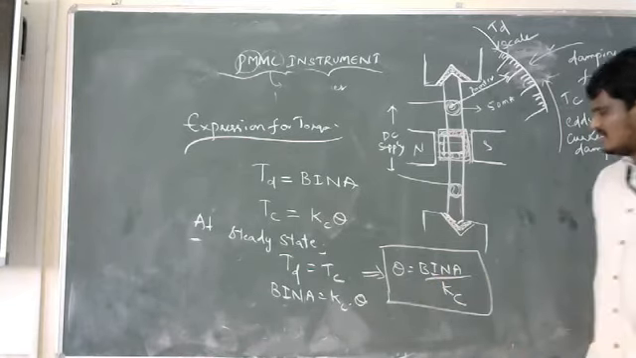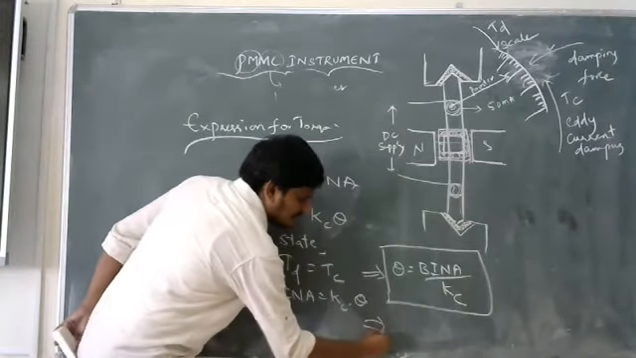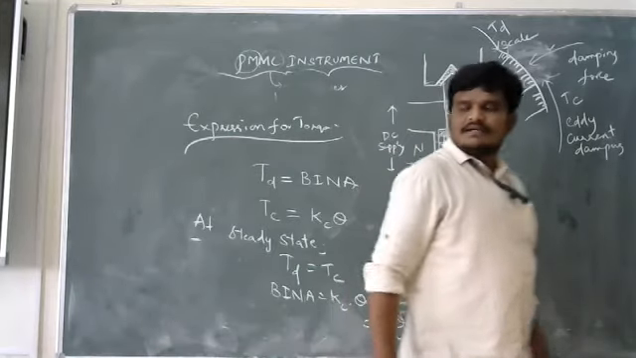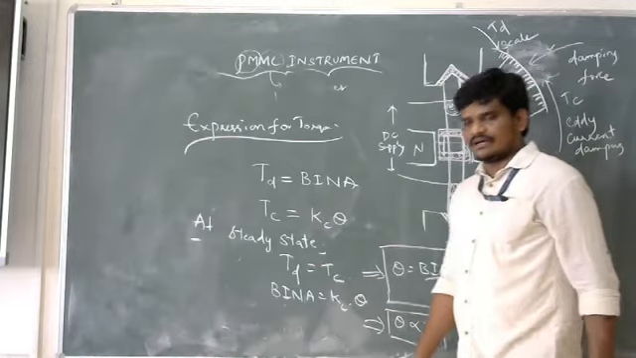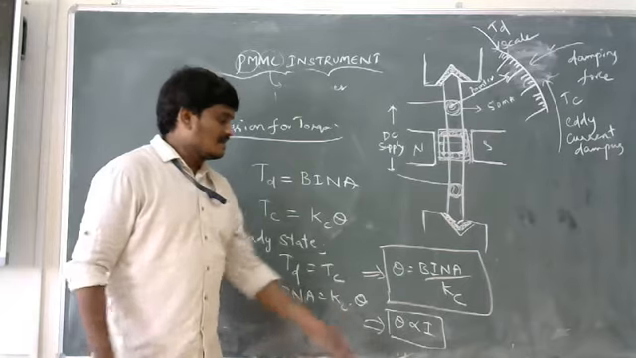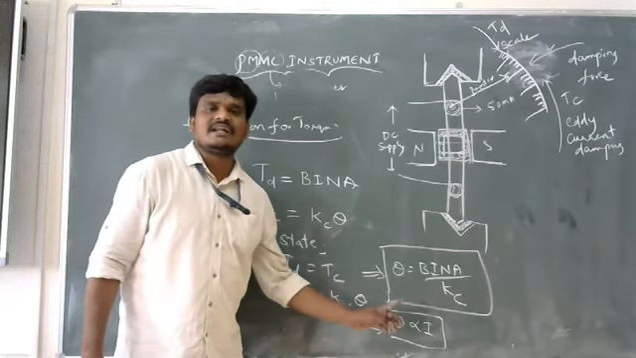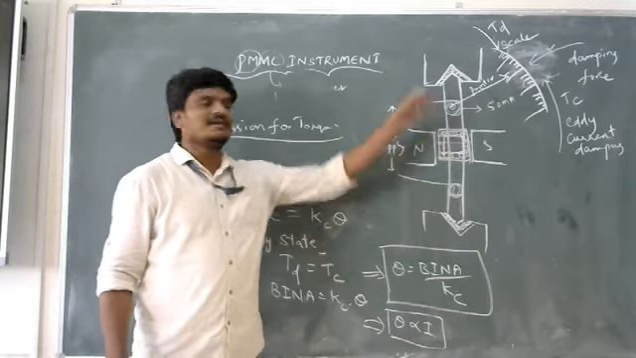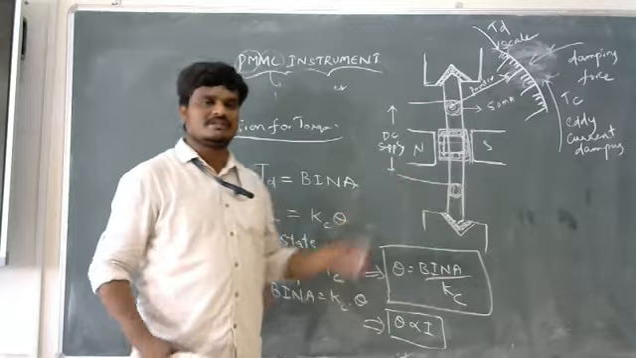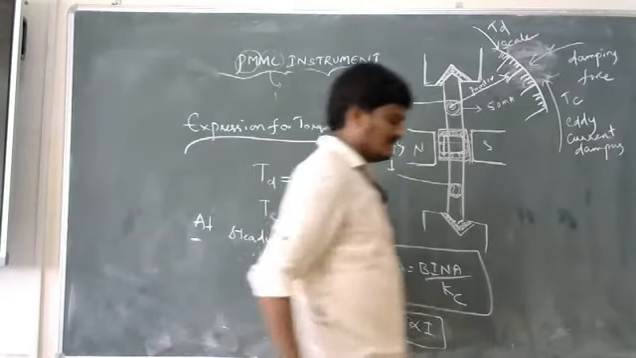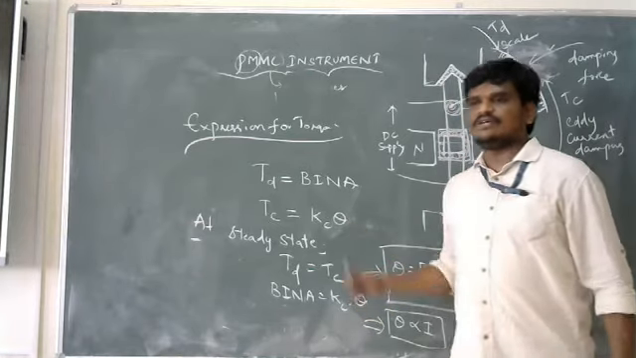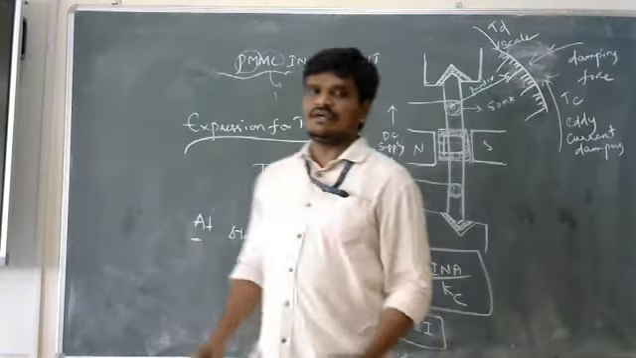From this equation, the deflection of the pointer, that is theta, is directly proportional to the value of current. That indicates that the scale of PMMC is linear, because the deflection of the pointer is directly proportional to the current flowing in the spindle. Due to that reason, it is considered a major advantage of a PMMC instrument.